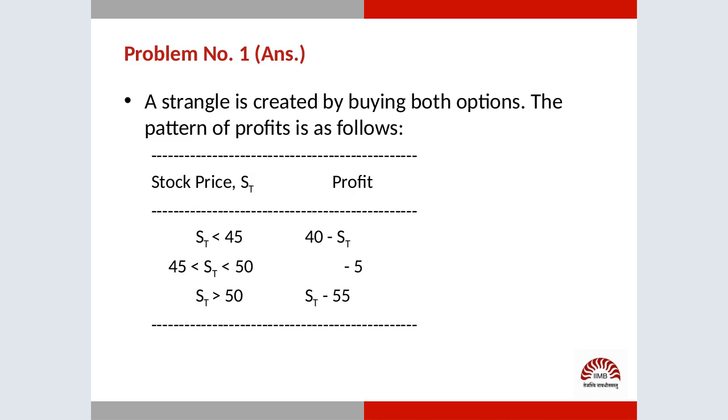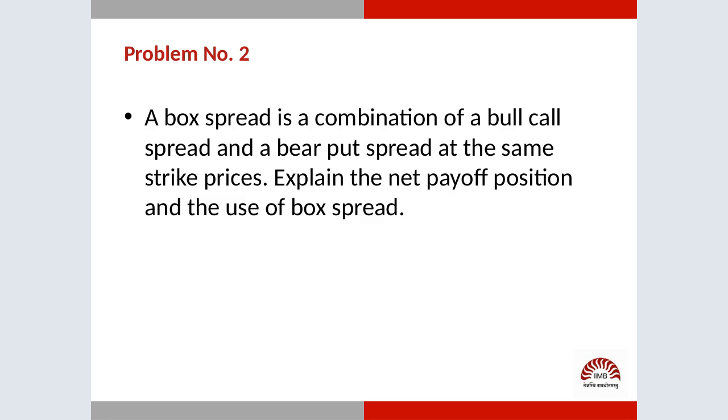Below 45, if ST is less than 45, how much is your profit? Your profit is 40 minus ST. If it is between 45 and 50, how much is your loss? Your loss is minus 5. And if it is above 50, it is actually ST minus 55. So the strict profits will happen when ST is below 40 or ST is above 55. In between, you will make reduced losses with the maximum loss being minus 5. So that is what happens, right?